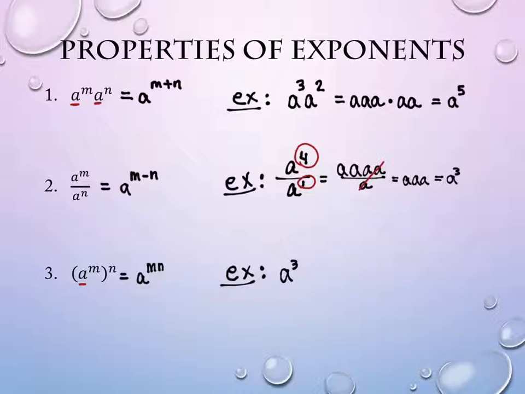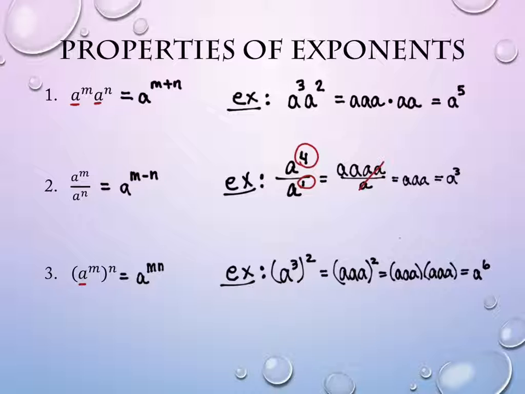So let me use that same 3 and 2 that I dealt with before, and we'll write it like this. So a cubed means I have a times a times a. And then if I square that, it means that I would have a times a twice. Right? But how many a's did that end up giving me? 6, not 5, right?